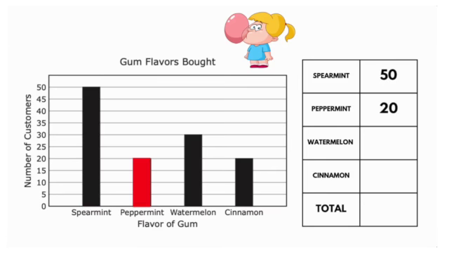Moving on to peppermint, there are 20 responses for peppermint, 30 for watermelon, and 20 for cinnamon, for a total of 120 responses in this data table. So let's take this information and go through our answer choices and see which one works.